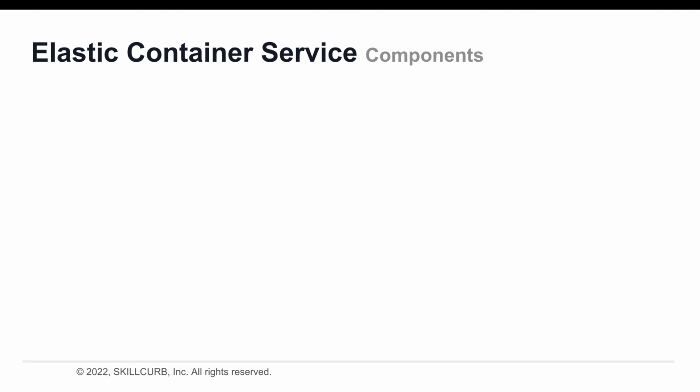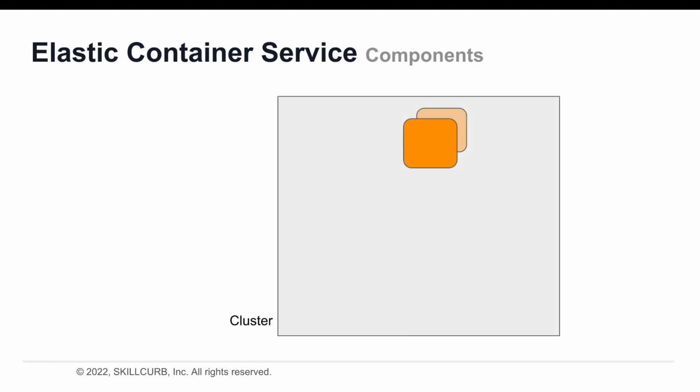Let's discuss the 6 components of ECS. The cluster. An Amazon ECS cluster is a logical grouping of tasks or services. Your tasks and services are run on infrastructure that is registered to a cluster. The infrastructure capacity can be provided by AWS Fargate. The container instance. An Amazon ECS container instance is an Amazon EC2 instance that is running the Amazon ECS container agent and has been registered into an Amazon ECS cluster.